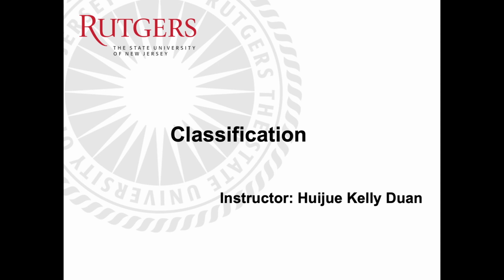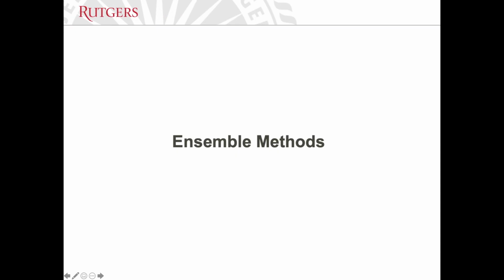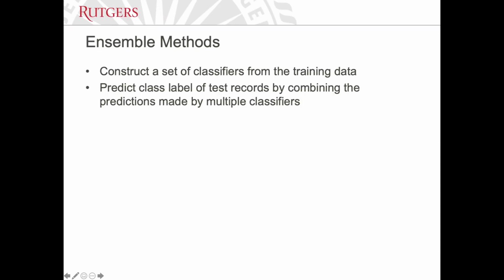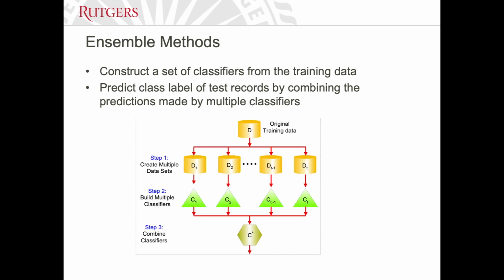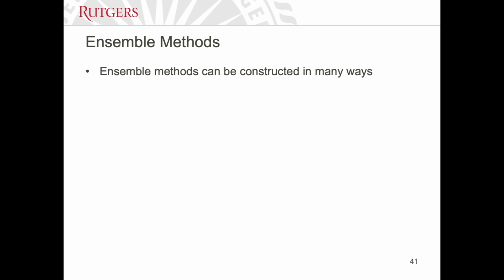Welcome back. Let's continue our discussion about classification. In this video, we'll talk about a new classification method called the ensemble method. An ensemble method constructs a set of classifiers from training data and performs a classification by taking a vote on the predictions made by each classifier. The basic idea is to construct multiple classifiers from the original data and then aggregate their predictions when classifying unknown examples.